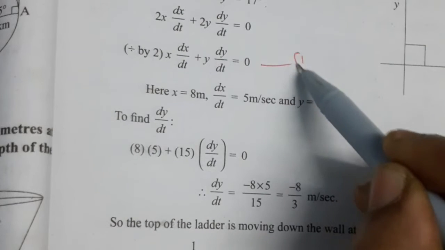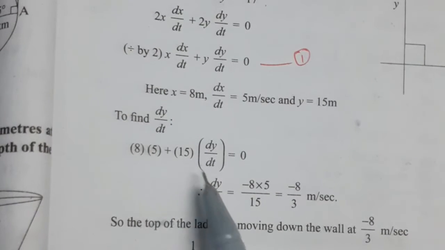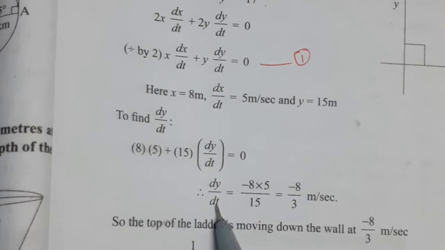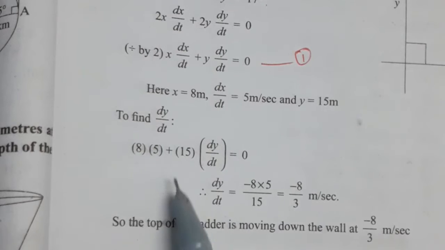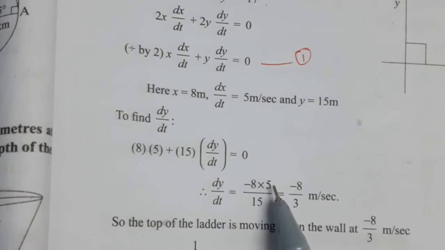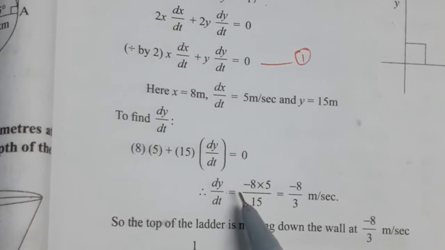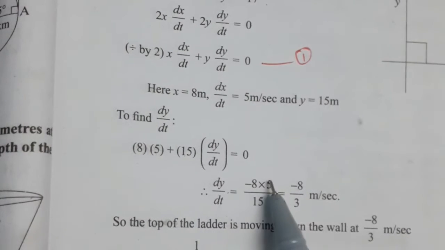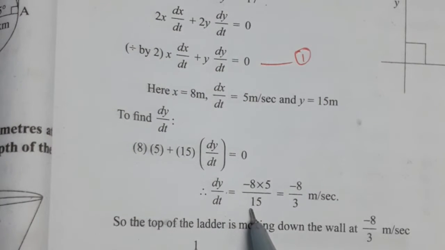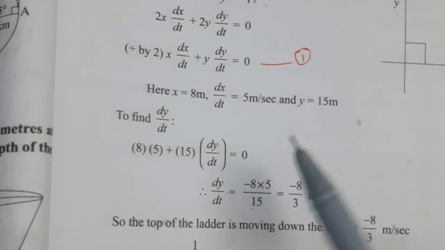Substitute the values in the first equation. So we get 8 fives are 40, plus 15 into dy by dt equal to 0. After simplification, dy by dt equals minus 8 into 5 by 15, 40 by 15, because it is moving down.